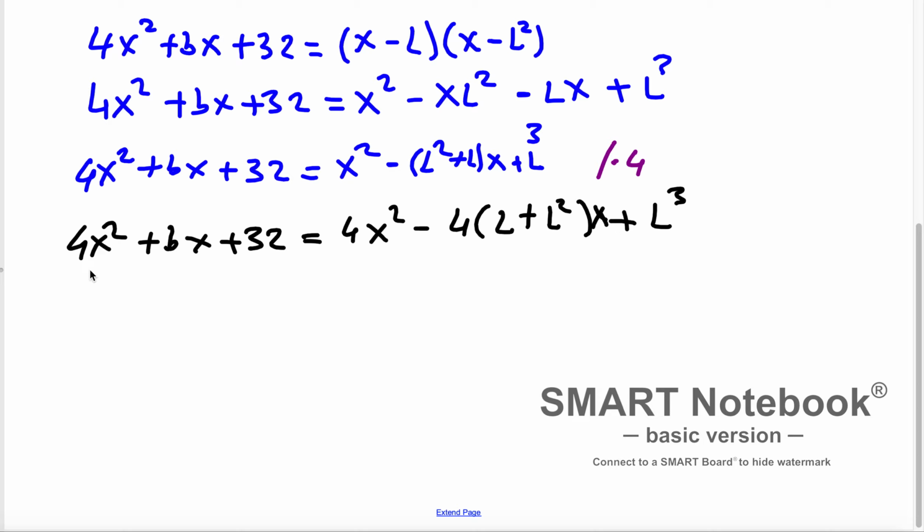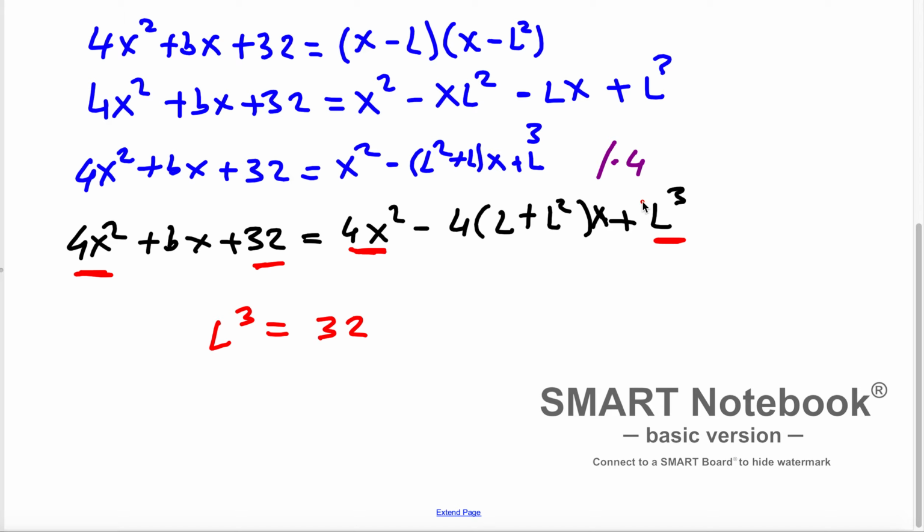And now as we see here, this is 4x squared, equal to the leading coefficient 4. The purpose here was to multiply by 4 to make this leading coefficient as it was here, 4. But now this bx is going to be with minus 4 times (L plus L squared) times x. But this one we cannot solve right now. But what we can do here, the constant 32, is going to be equal to the 4L cubic. So 4L cubic is equal with 32.